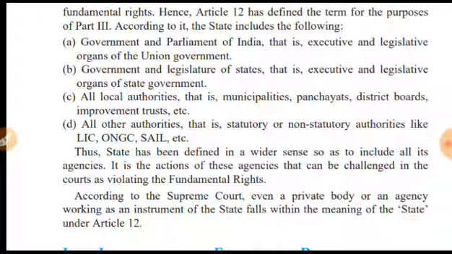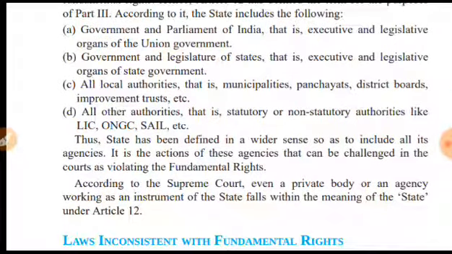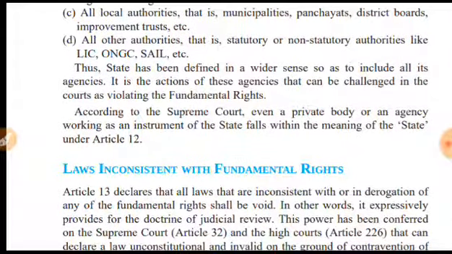So what is included here? Article 12 defined the term for the purpose of Part 3. According to it, the state includes the following: the government and Parliament of India, that is the executive and legislative organs, and the government and legislature of the states, that is the executive and legislative organs of the state government. All local authorities, that is municipalities, panchayats, district boards, improvement trusts, etc.